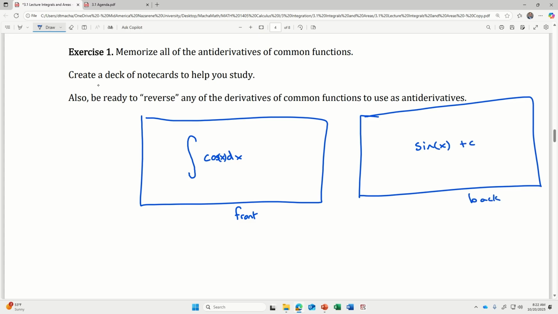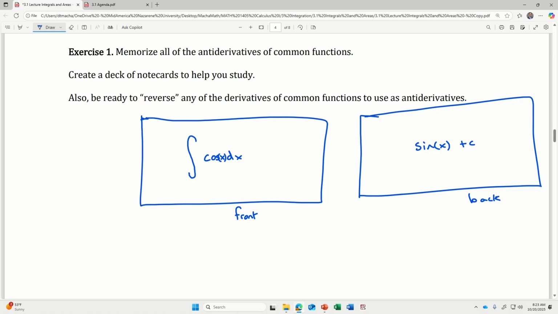You make a deck of note cards where you've got like 15 note cards for the 15 common antiderivatives you're supposed to memorize. And then you can practice whenever you want. Whenever you're stuck in traffic, waiting on the train, waiting in the drive-thru, all great opportunities to pull out your note cards and practice. So in this way, you can memorize your antiderivatives of common functions.